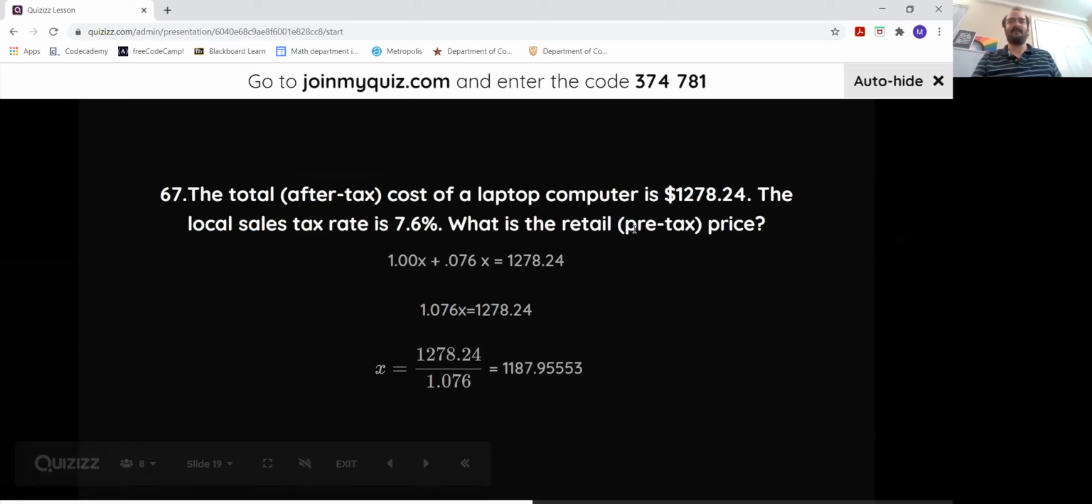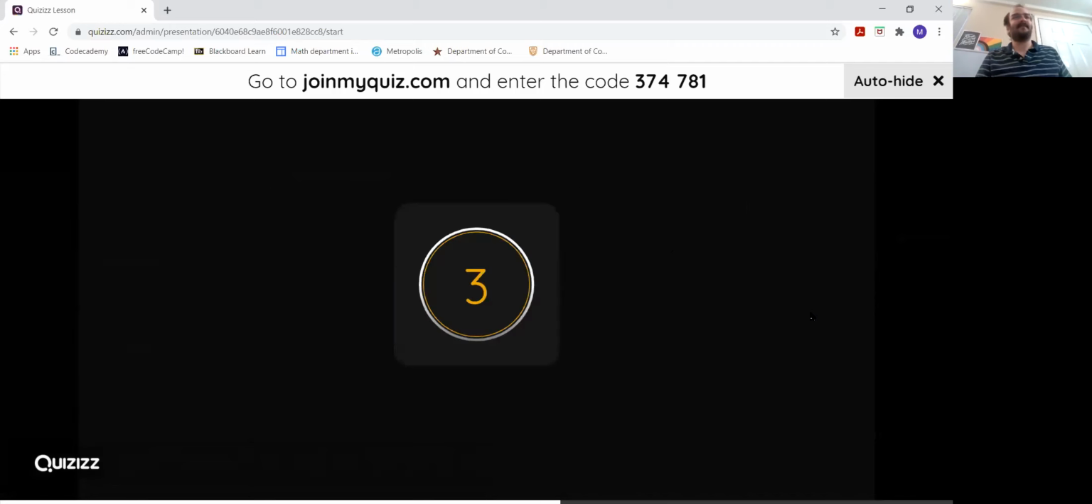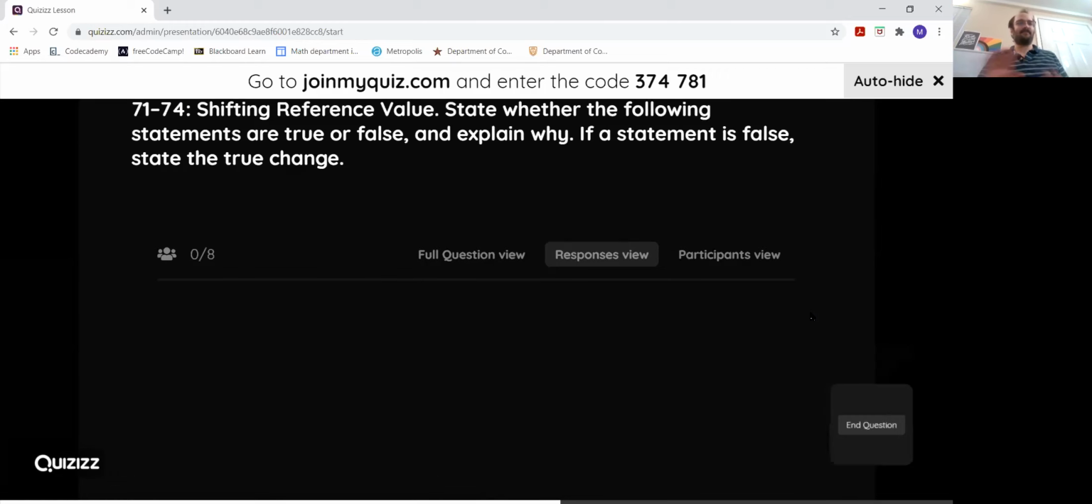This is our reference. So what a lot of people try to do is they'll try to take 7.6% of this number for some reason, because I guess it kind of looks like you maybe should, but no, that's not it. The pre-tax price is your reference. You don't know your post-tax price until after you find your pre-tax stuff out, right?